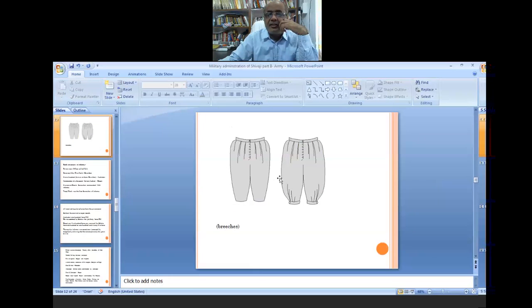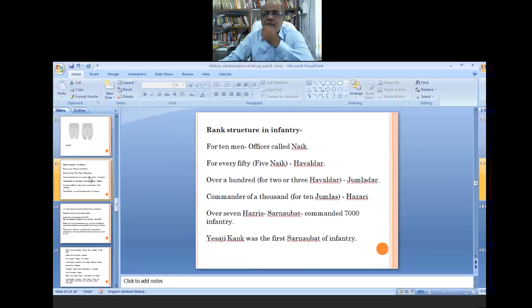These were the breeches. I'm just showing you the picture. I'm not sure whether these kinds of breeches were used by the Marathas. What is the meaning of breeches? You should be knowing. Breeches are a kind of three-fourth pants that we wear nowadays, but they used to be a bit tight fitting, so that you can easily move around and feel fit to fight in the battle. Well, now let us talk about rank structure in the infantry.